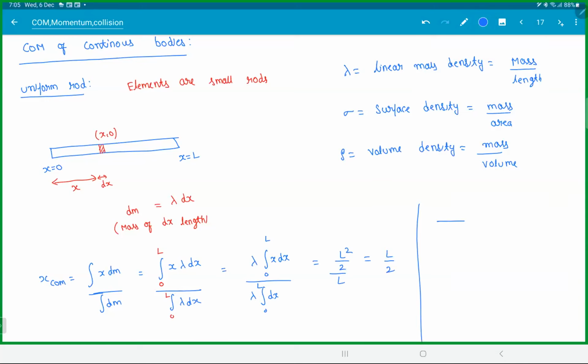Now you guys try this. We have a rod here. X is equal to 0, x is equal to L. Lambda is lambda naught into x square. Find the center of mass. Lambda naught is some constant. Use this as a reference and solve this. Lambda is equal to lambda naught x square. Find the center of mass of the non-uniform rod.